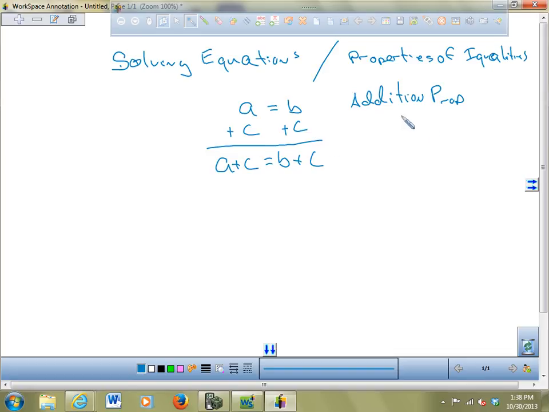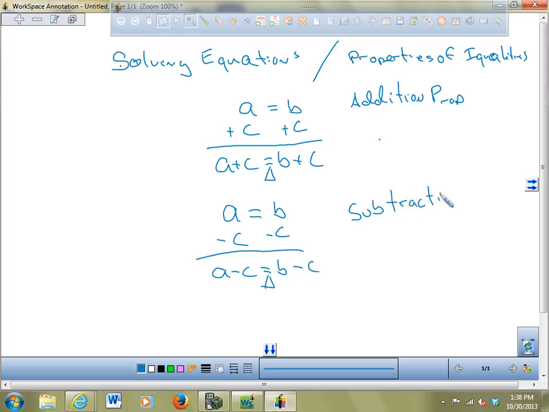Subtraction property works exactly the same. The subtraction property says if A equals B, then I can subtract the same thing from both sides, and therefore A minus C equals B minus C. You know that? Because the equal sign is kind of like a scale, like I balance it, right? Not the kind that you weigh yourself, but a balance scale. So that's called the subtraction property of equality.